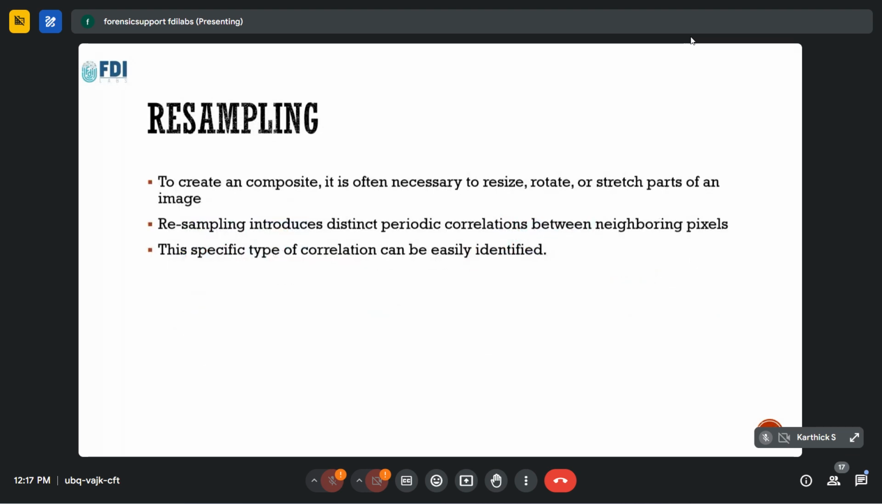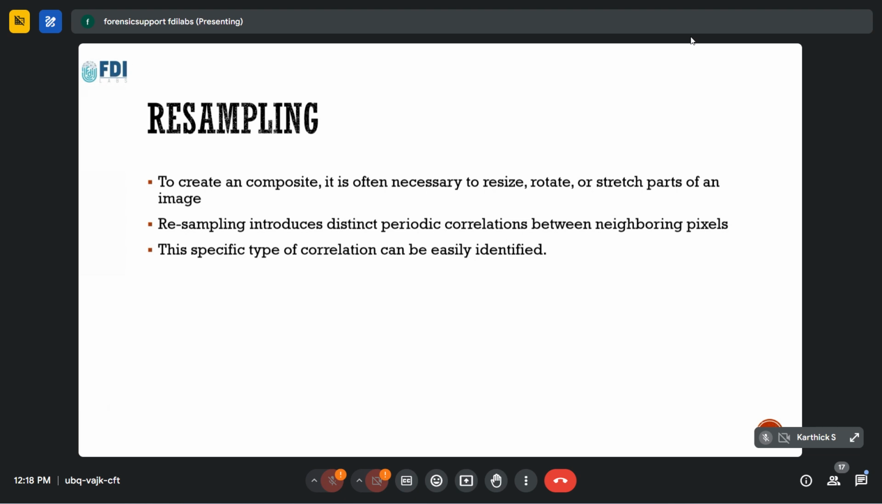Yes, and the final part is resampling. To create a composite, it is often necessary to resize, rotate, or stretch parts of an image. Resampling introduces distinct periodic correlations between neighboring pixels, and this specific type of correlation can be easily identified.